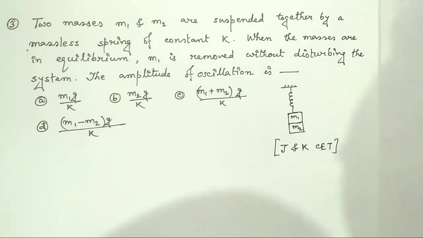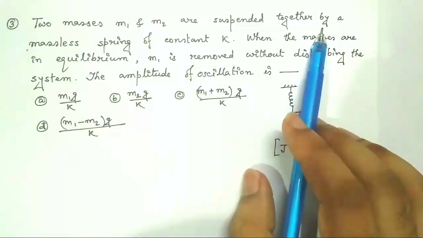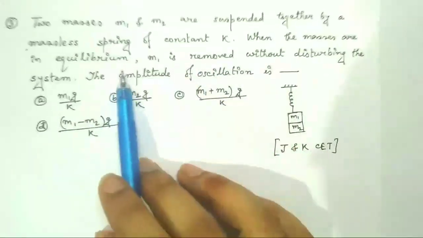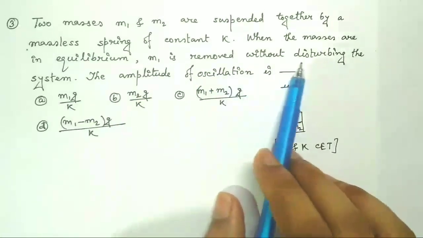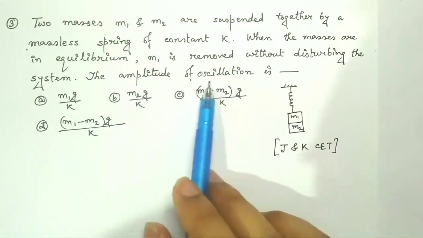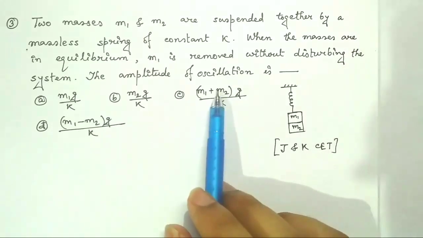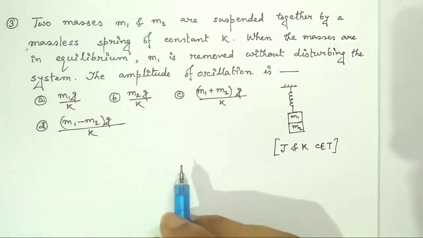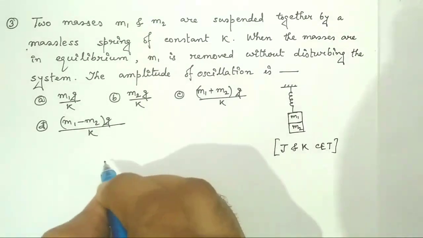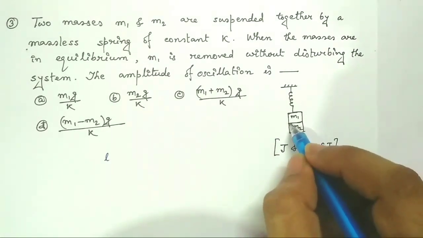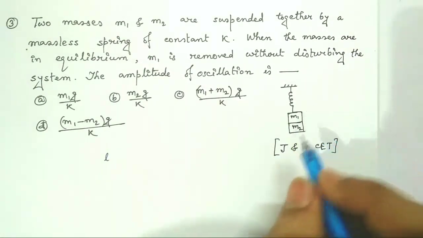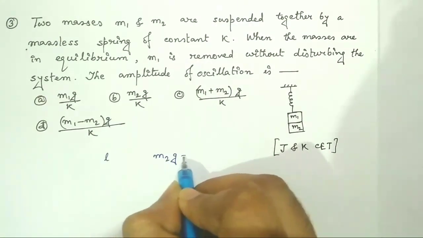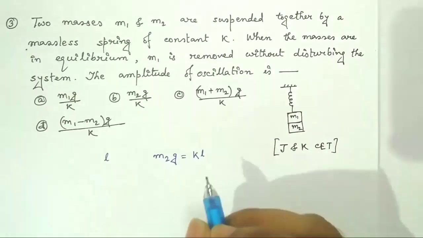Two masses M1 and M2 are suspended together by a massless spring of constant K. When the masses are in equilibrium, M1 is removed without disturbing the system. The amplitude of oscillation is. Now, suppose that the extension of the spring is small l when only the mass M2 is hung from the spring. In that case, we can write M2G equal to KL.